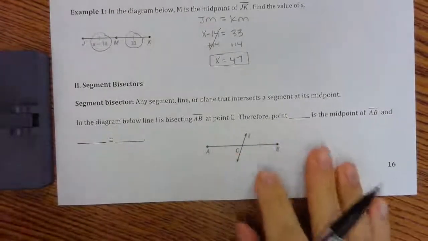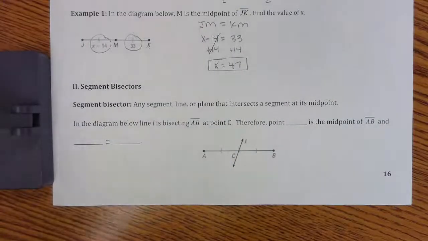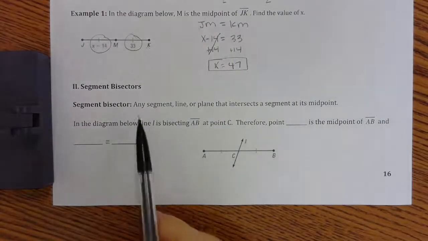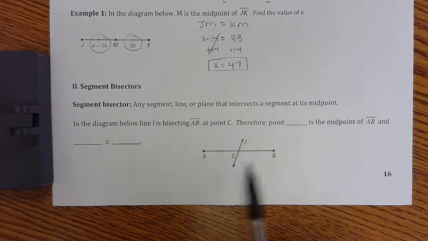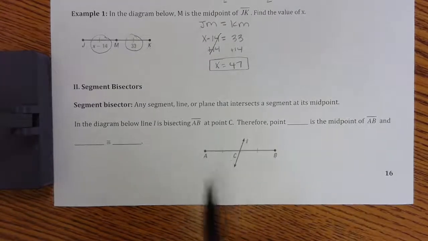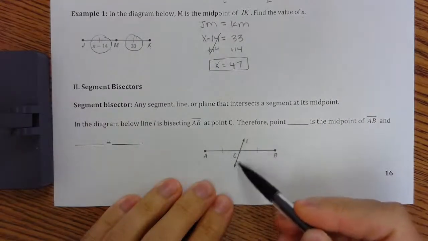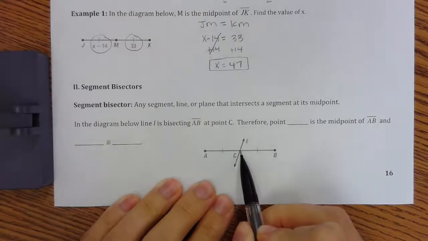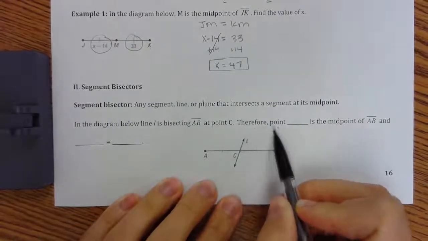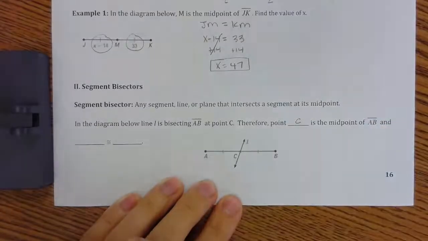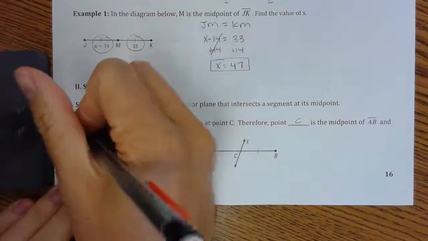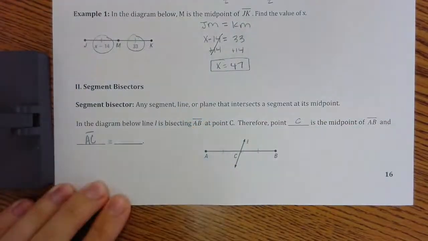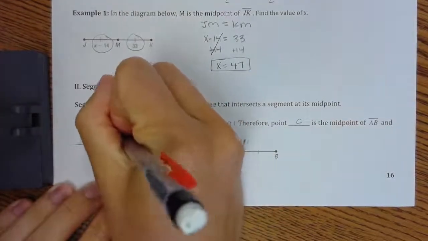Segment bisectors are just a little bit different in terms of, they might be considered an add-on. So a segment bisector is any segment, line, or plane that intersects a segment at its midpoint. In this diagram, line L, right here, is bisecting AB at point C. Therefore, point C is the midpoint of AB. And that tells us that AC, or segment AC, is congruent to segment BC.